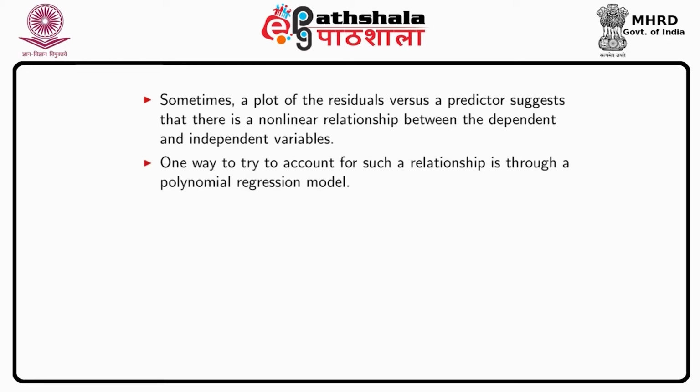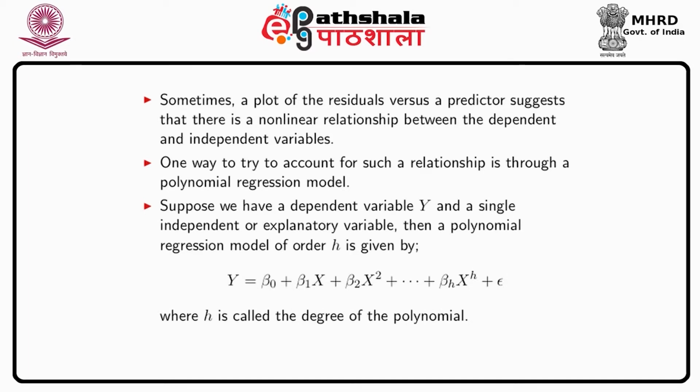Now, one way to try to account for such a relationship is through a polynomial regression model. The next best thing that we can do after transforming the variable is to try for a polynomial type of regression, where not just the x variables, we also include polynomial or higher degree variants of the same variable which we already have.